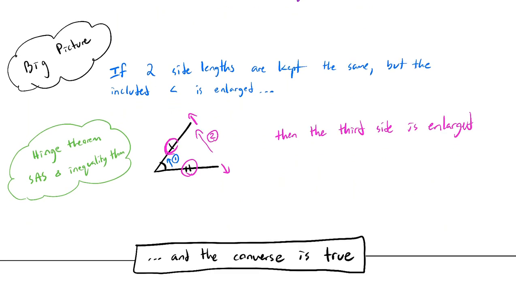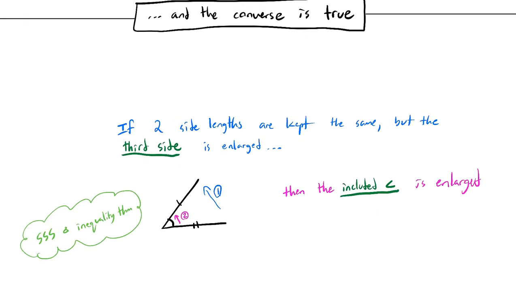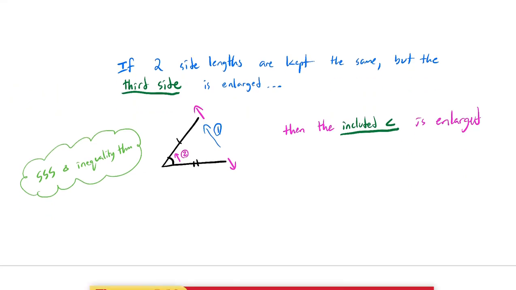We also have the converse of that. That's going to be the SSS inequality. And that's if we have two sides that are set and we enlarge the side here, then the consequence is it enlarges the angle. Okay? That's the idea. And that's how we can compare two triangles. So here's the first theorem.